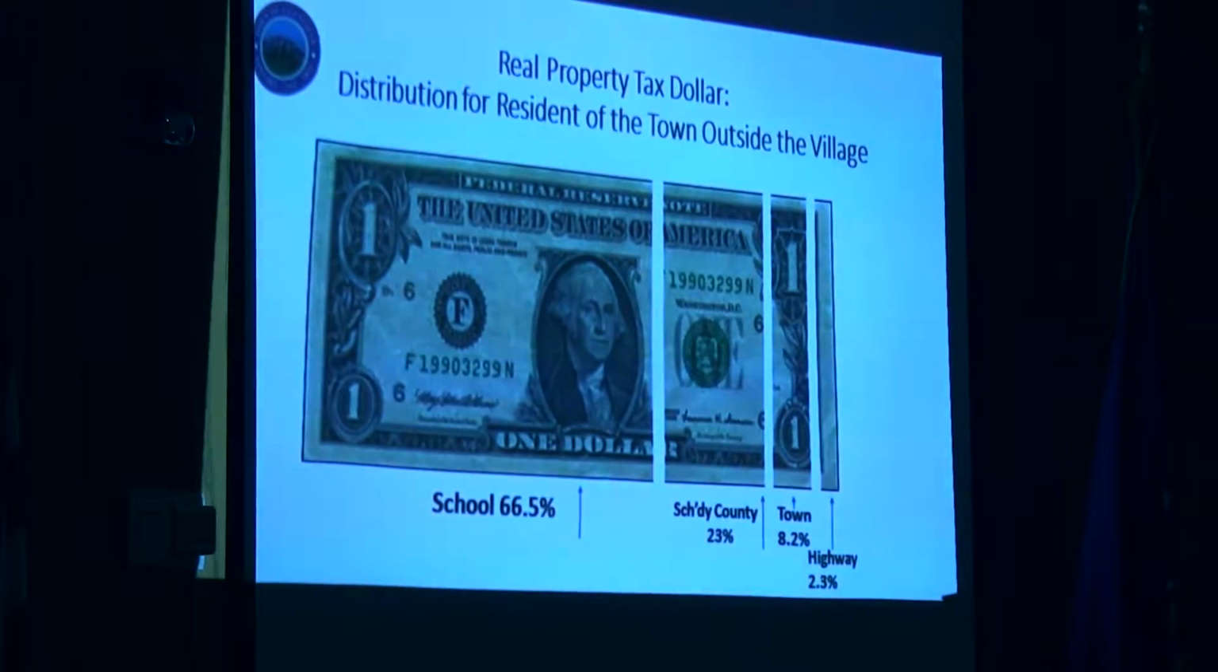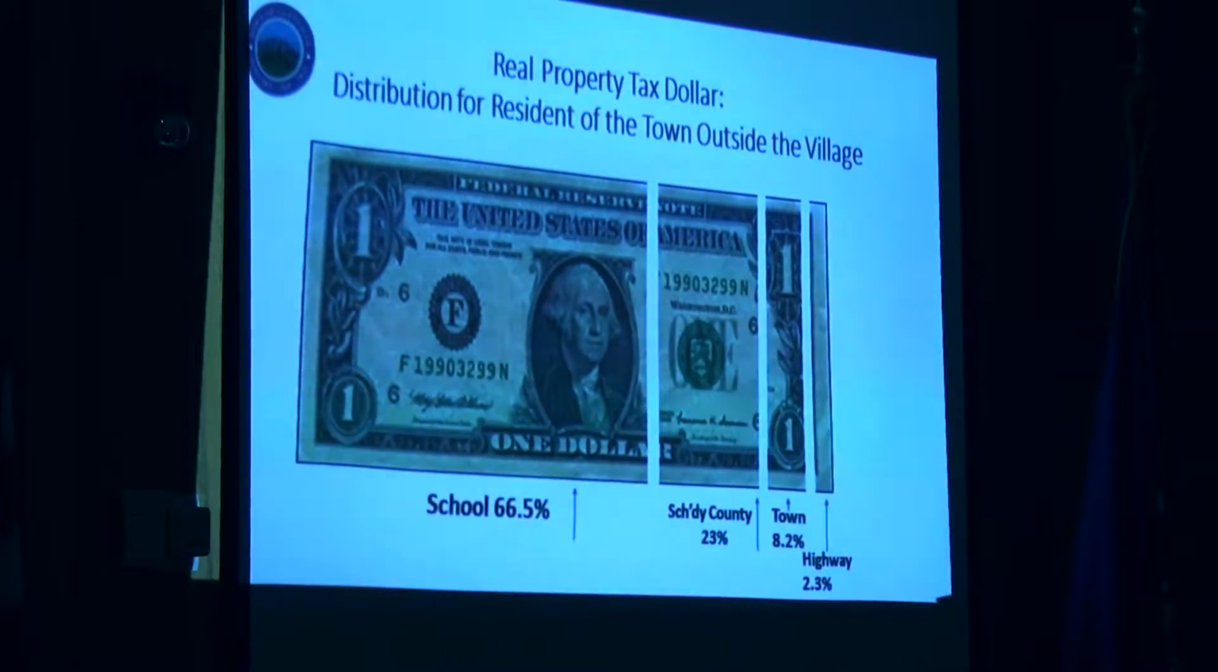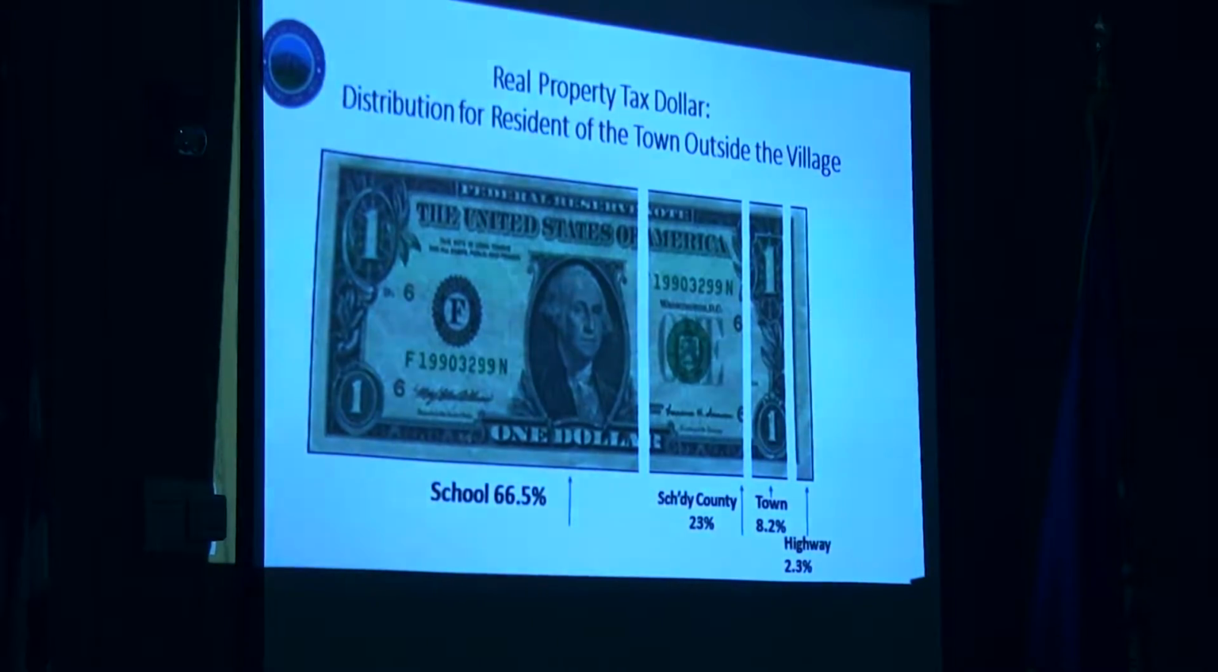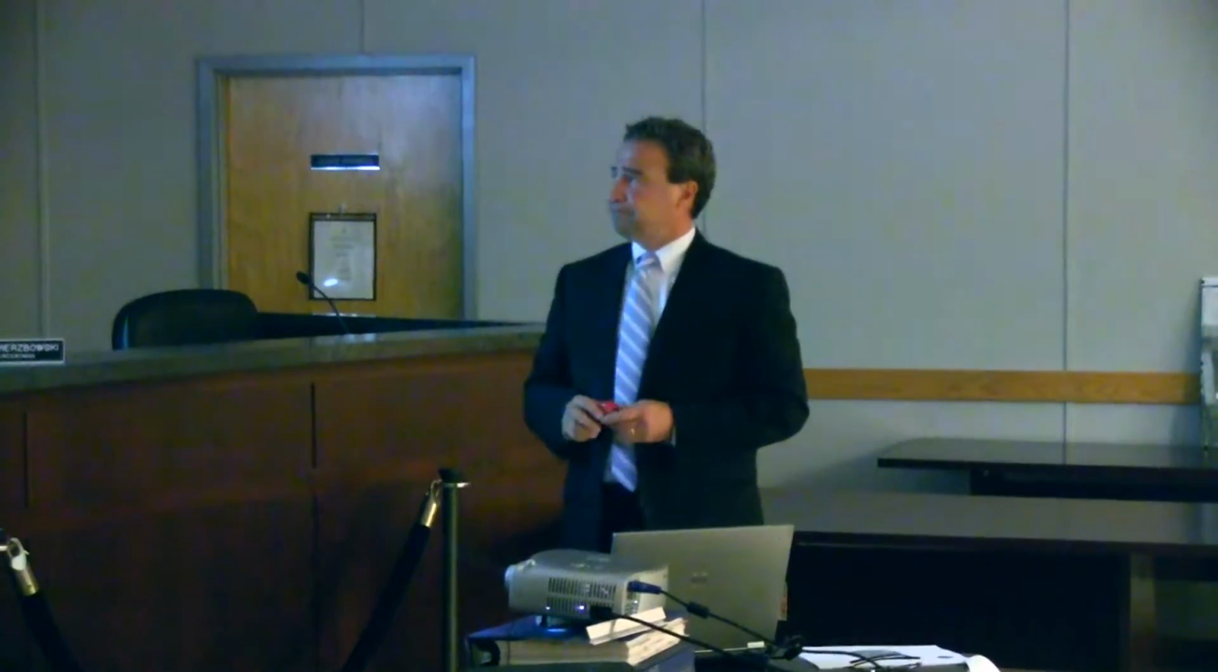As the woman asked, and I wish she had stayed, when you think about your tax bill, your $7,000 tax bill, let's say, 66.5% of that, so 66.5 cents of your dollar, goes to your school district. 23 cents goes to the county. We run the town on 8.2 cents of every dollar, and then highway takes 2.3 cents of every dollar. So when people talk about what services they get for their tax dollars, first of all, most of it is school, obviously, but what is the county providing for 23 cents on your dollar, almost a quarter of your tax bill? That's something I think needs to be looked at as people look at their overall tax bill.